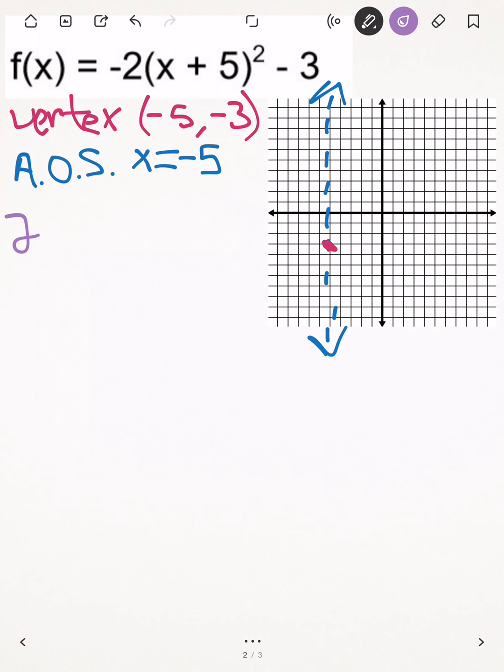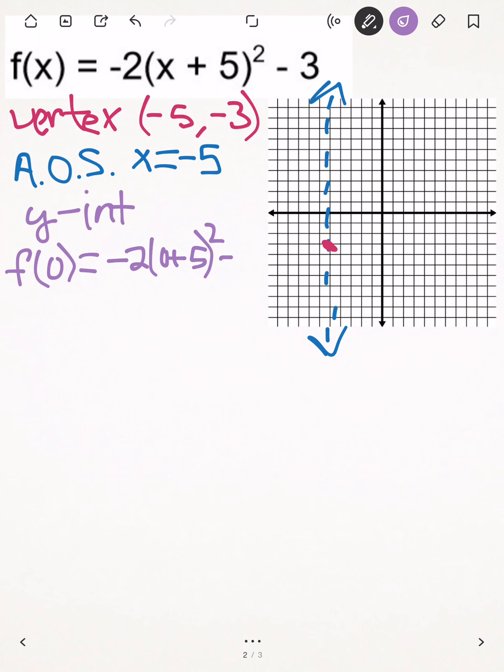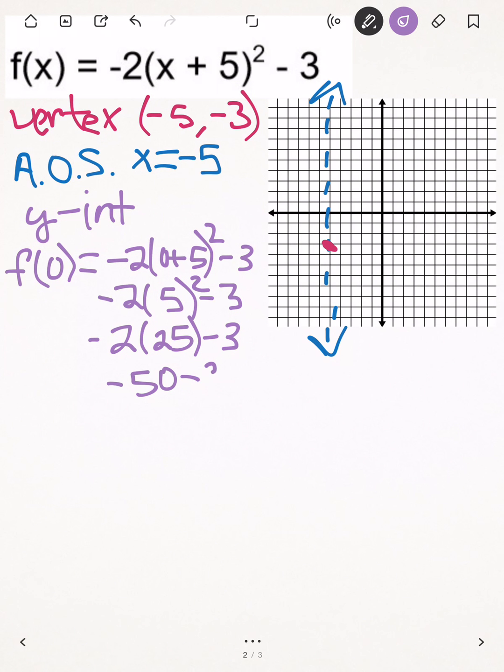To find the y-intercept, we are going to plug in 0 for the x. So f of 0 equals -2 times (0 plus 5) squared minus 3. Well, 0 plus 5 is 5. Then we have to worry about the exponent, so 5 squared is 25. -2 times 25 is -50. -50 minus 3 is -53.